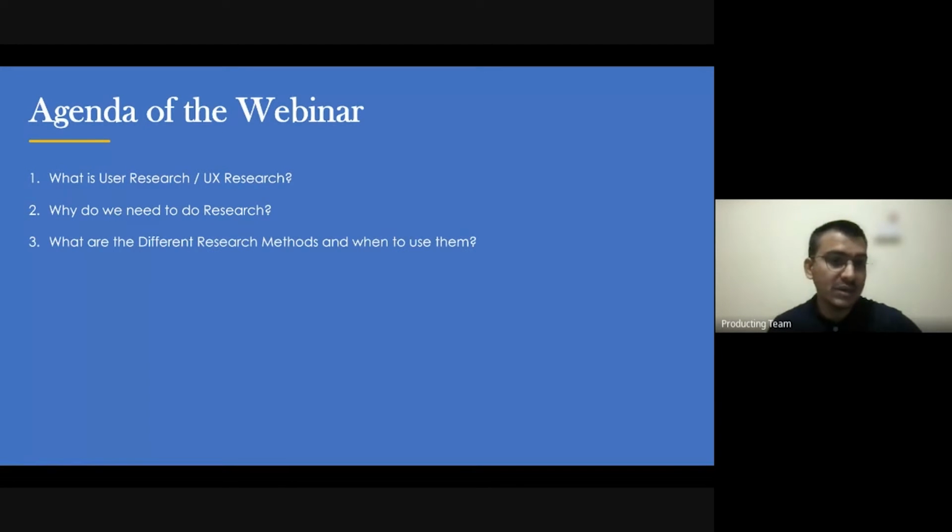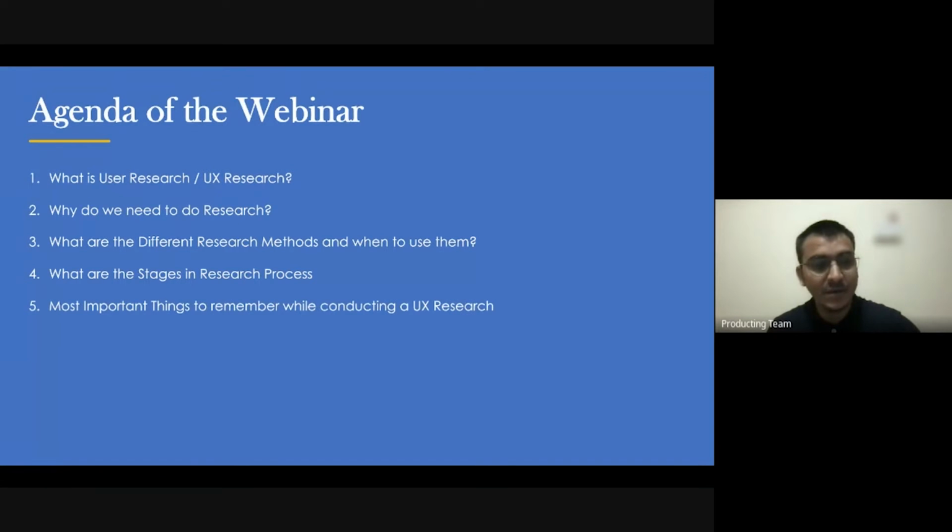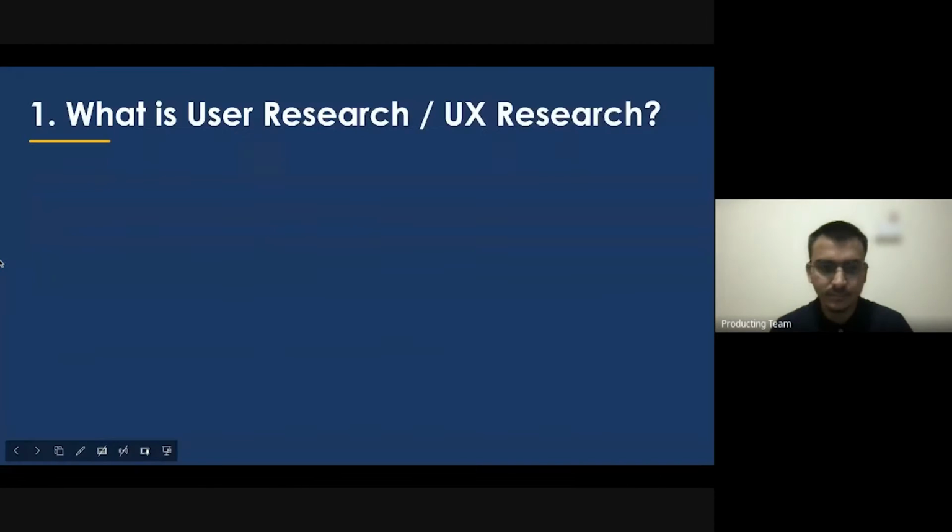And then we'll talk about what are the different research methods and when to use them, right? Then we'll talk about what are the stages in the research process. And lastly, we'll talk about the most important things to remember while conducting user research.